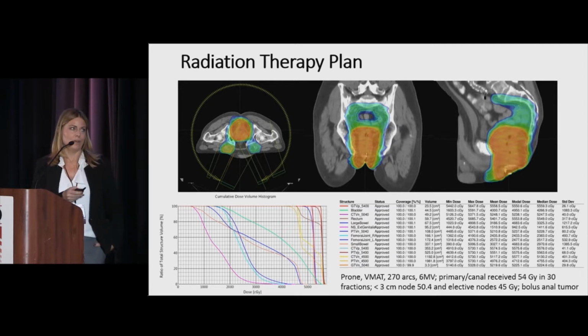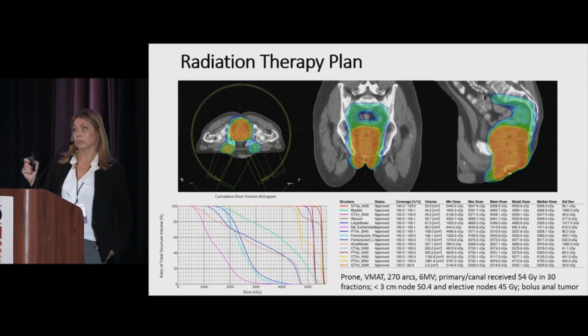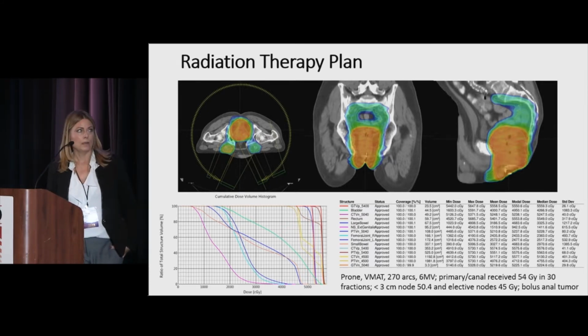So your primary, and I'll go over that in the next couple of slides too, but you're treating a lot of elective nodes. You treat the mesorectum, so the rectum is actually target. It's not just the anal canal, the whole rectum is target, and the mesorectum. The inguinal, the presacral, and the internal and external iliac.